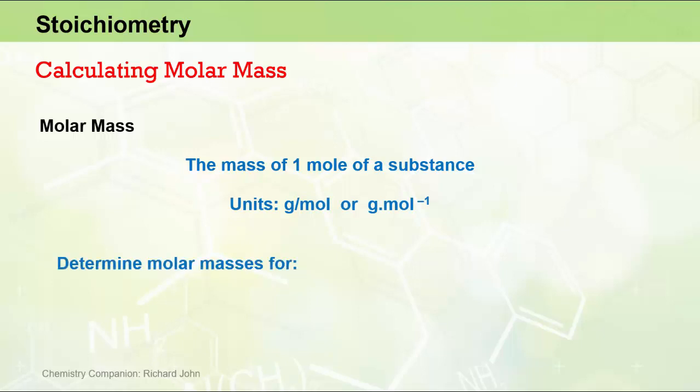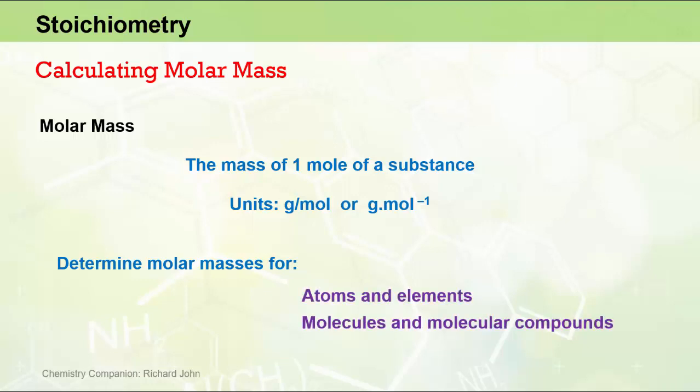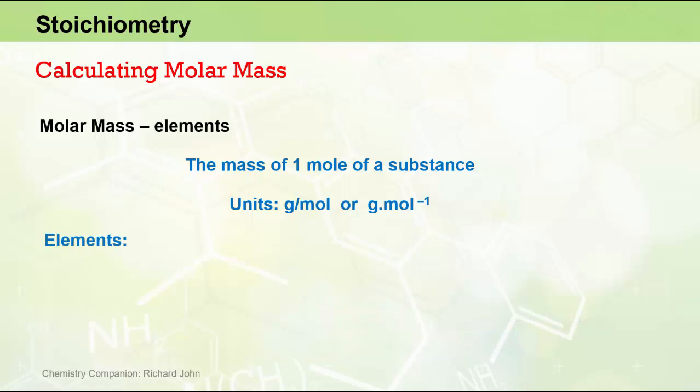In our chemistry studies, we're going to need to determine the molar mass across a number of different scenarios. For example, we need to determine molar mass for atoms and elements, for molecules and molecular compounds, as well as for ions and ionic compounds. So let's start with elements.